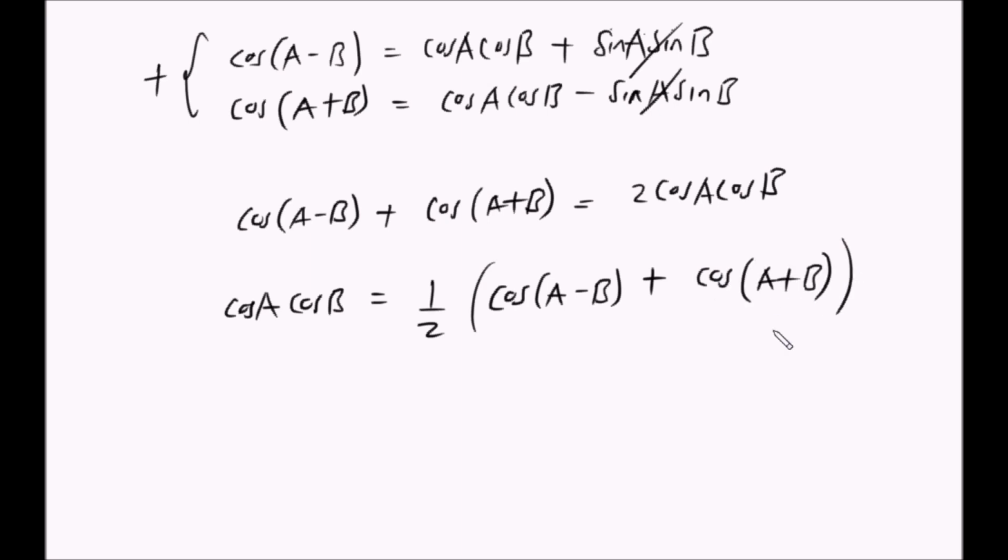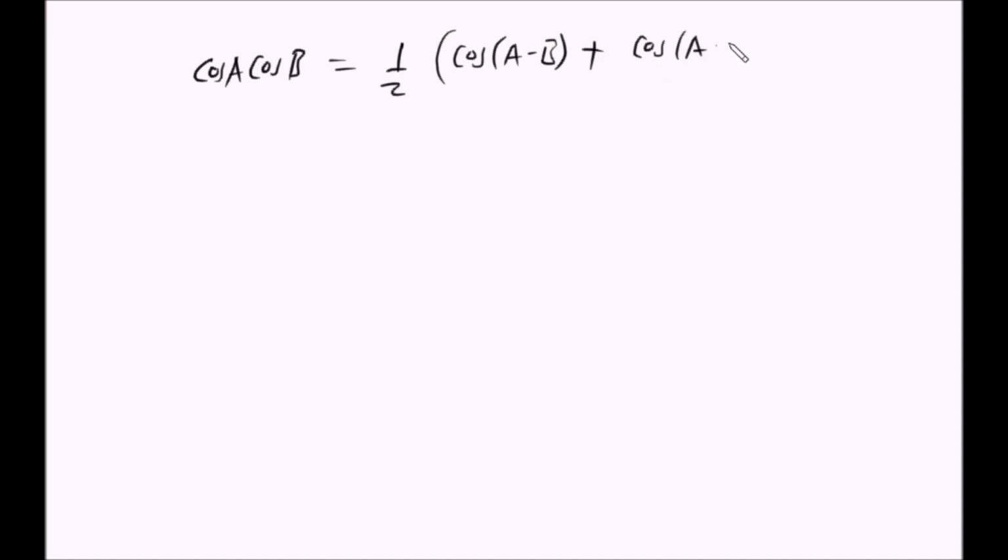So we're going to use this now to derive the integral of cos mx times cos nx with respect to x. I want to start a fresh page. So we have said that cos A times cos B is just equal to 1/2, cos (A minus B) plus cos (A plus B).